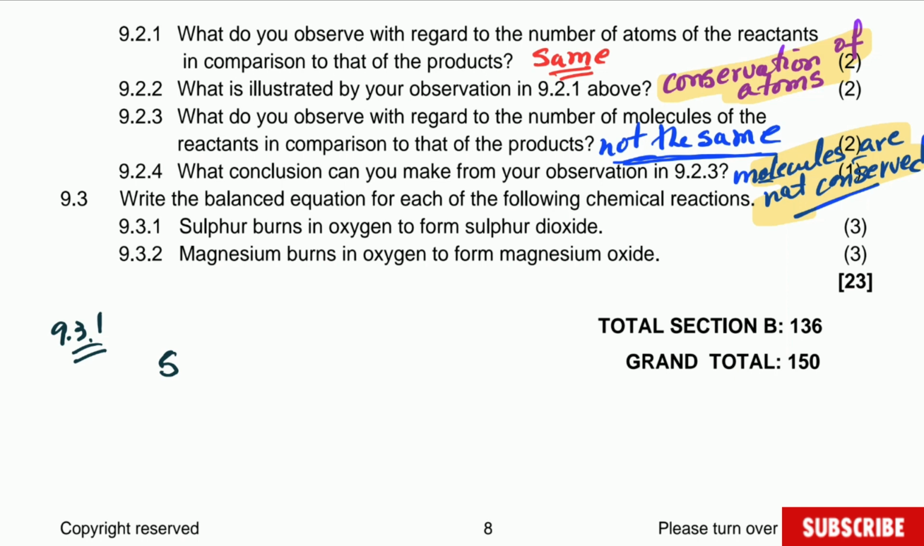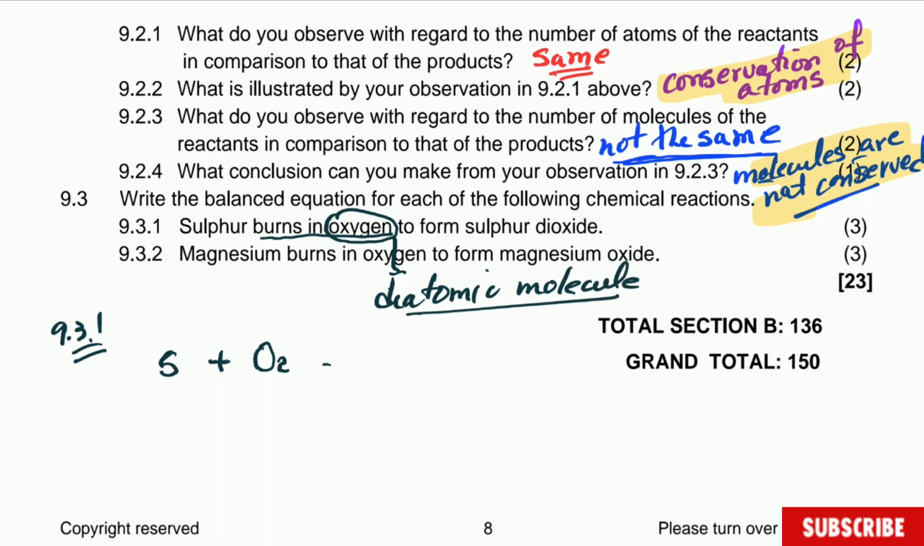Now, when they say burn in oxygen, all you have to do is add oxygen. But oxygen is always a diatomic molecule, so it's O2. That was in one of the other questions previously, that oxygen is a diatomic molecule. So I'm going to make a note here: oxygen here is a diatomic molecule, so it's O2. Now, what do you have as the product? Sulfur dioxide, so it's SO2.